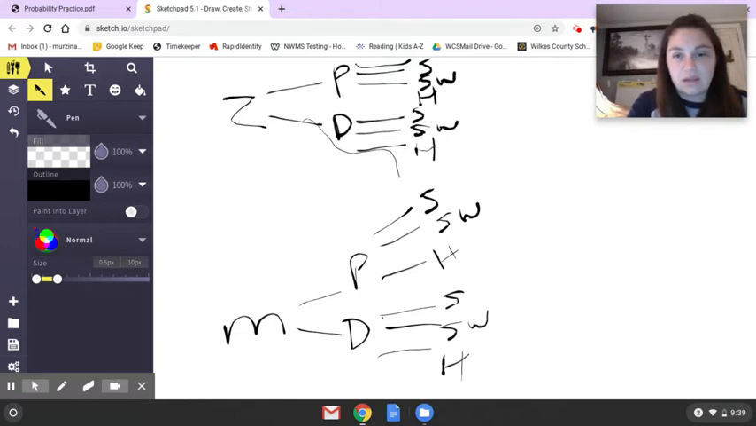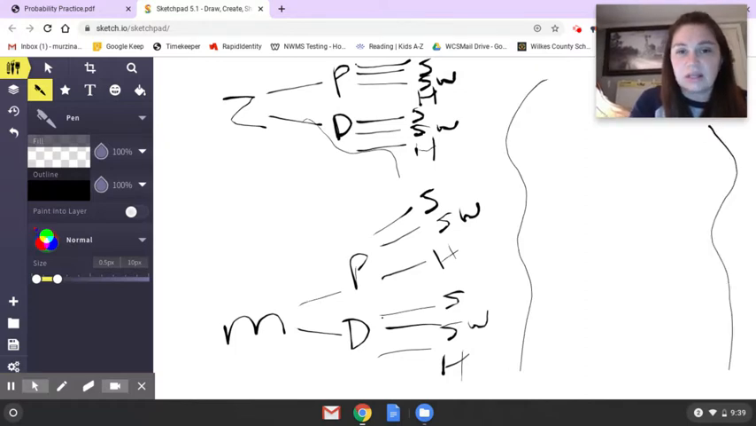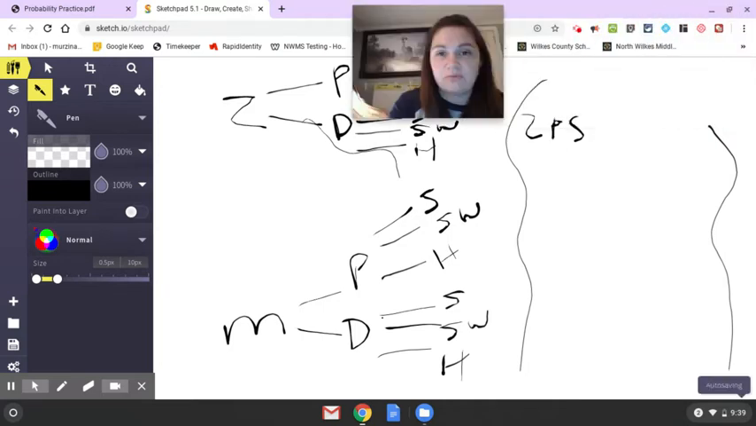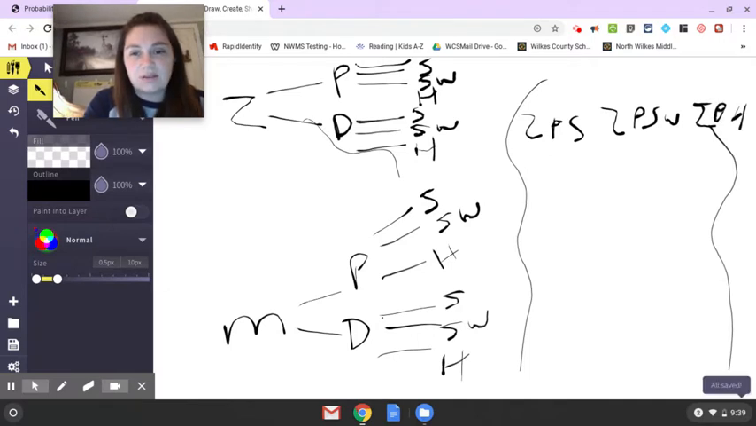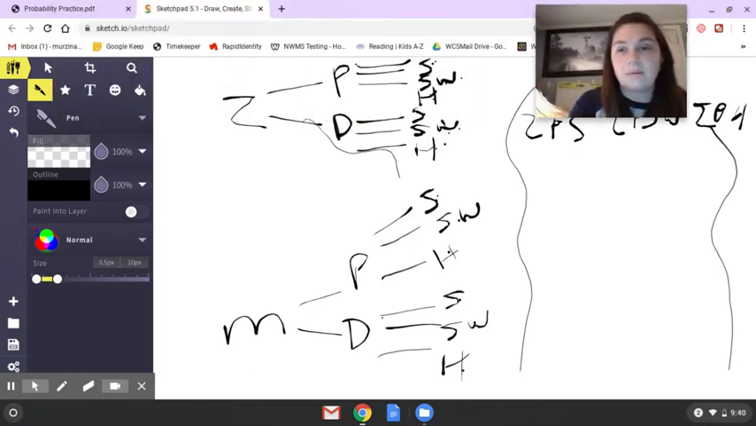Now, if we count this up, we could list this out into a sample space over here. The Z, P, and sailing. Or Z, P, S, W, or Z, P, and H. We could list all of these out, or we could just count 1, 2, 3, 4, 5, 6, 7, 8, 9, 10, 11, 12. I count 12. And we would also have 12 things listed over here in our sample space.